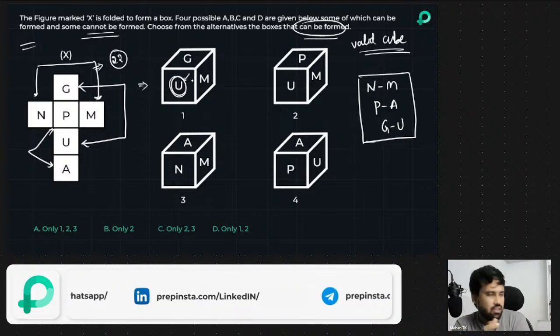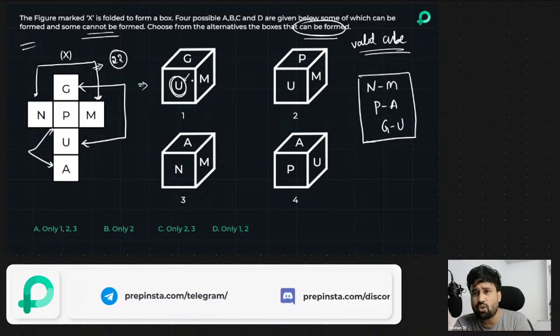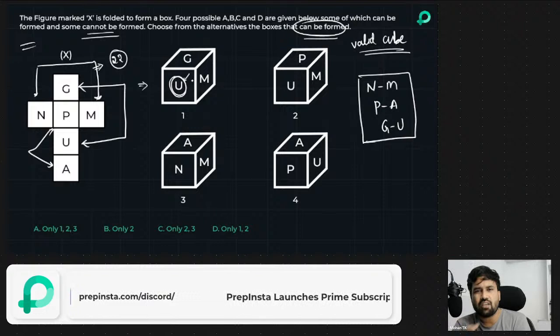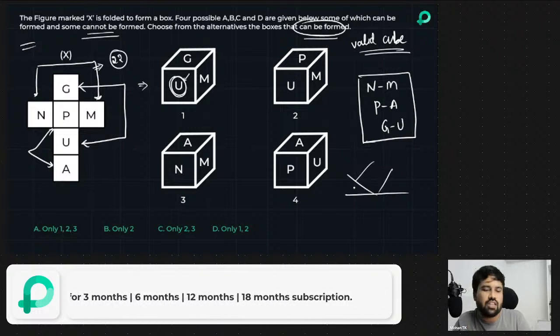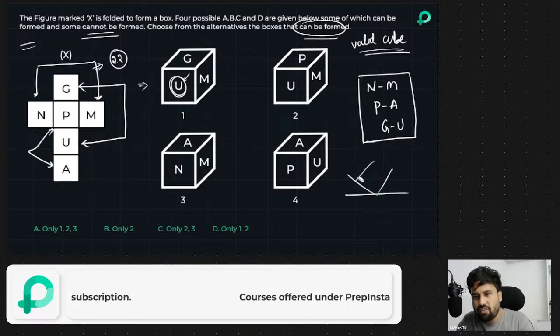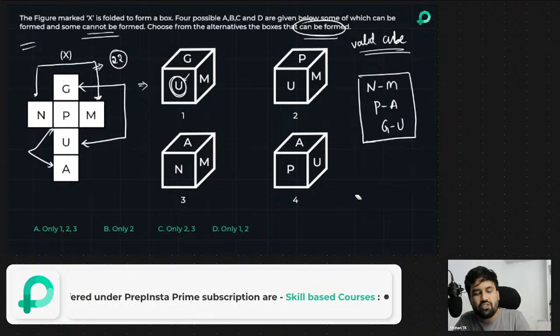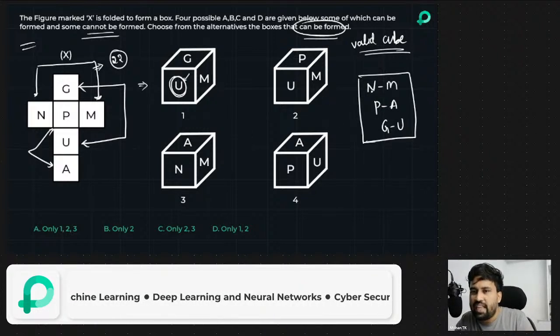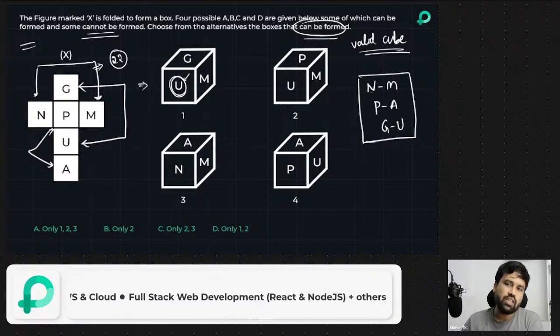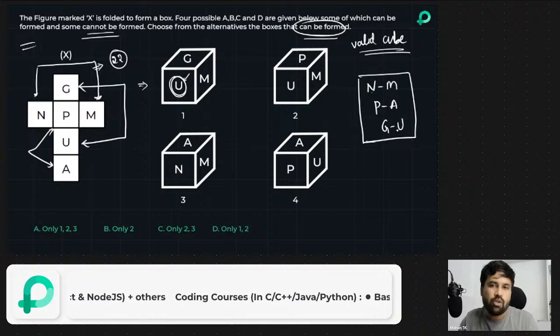If you have done your engineering mathematics drawing in your first semester, there you can find this type of drawings, right? You will draw the picture at a 45 degree angle. It's called isometric view. So isometric view is nothing but you are able to see one face at a time. You can't see the opposite face. So according to those rules, N and M cannot be together, P and A cannot be together, and G and U cannot be together.